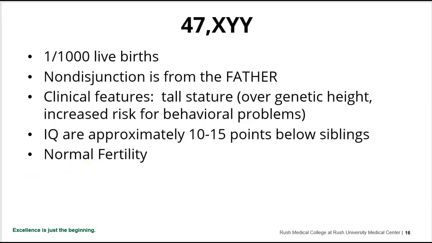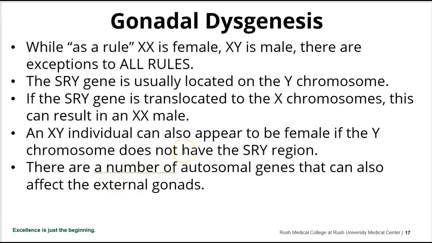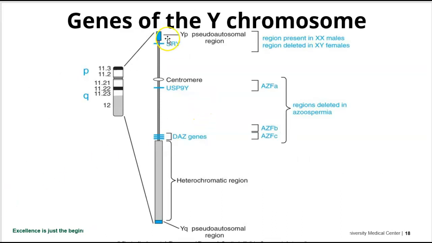But anyway, the next thing I want to talk about is gonadal dysgenesis. As a rule, XX is a phenotypic female and XY is a phenotypic male. There are exceptions to every rule. That's the code to medicine. The SRY gene is an important gene on the Y chromosome that determines male sex, and if it gets translocated from the Y to the X, it can cause issues. So here we have our pseudo-autosomal regions. Remember, I showed you this earlier, and here's the SRY gene, literally right next to it. Here are some other important genes on the Y chromosome that have to do with sperm formation.